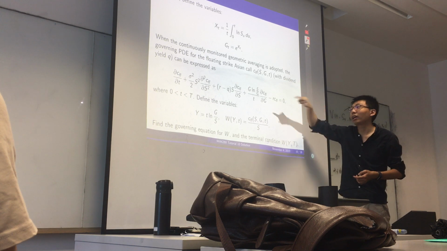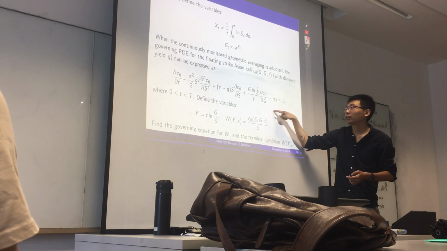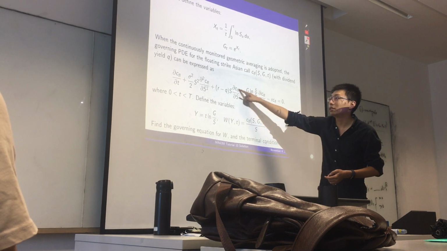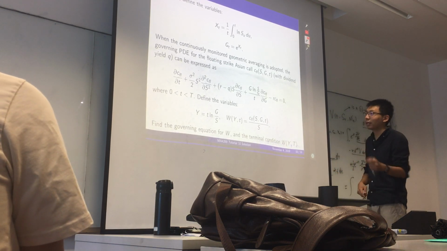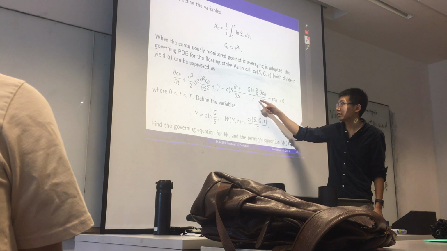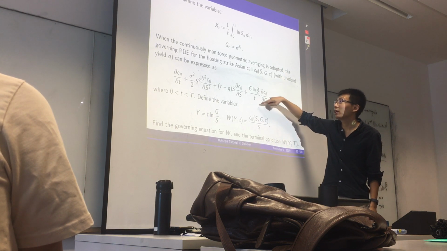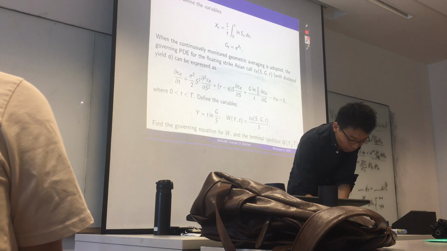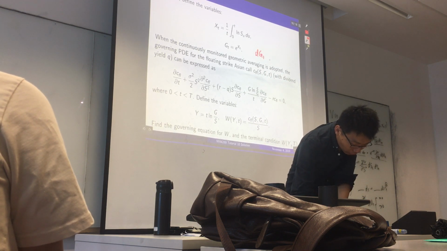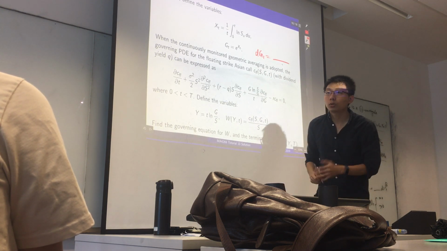Also for this geometric average Asian option, see whether you can get this equation right or not. Later you'll see the key ingredient to derive this equation is still to find out what dJt is. It's really about what dJt is.